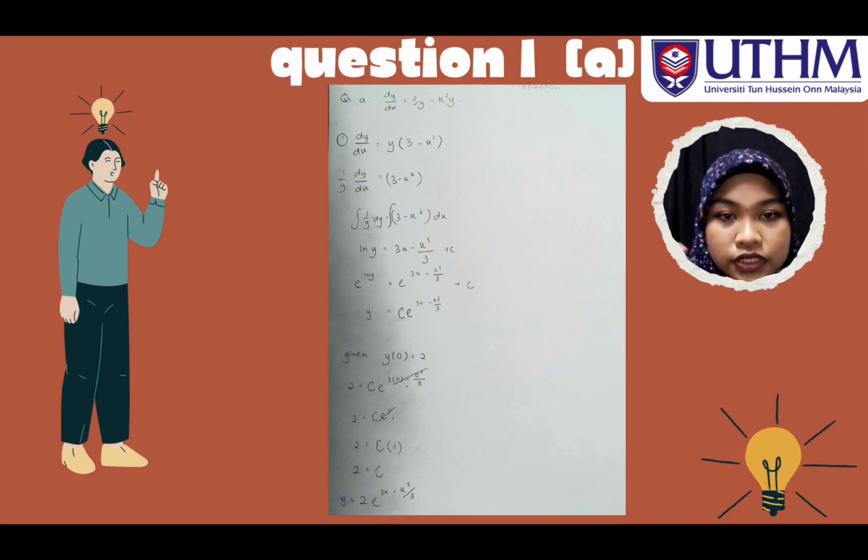For the separation method, firstly we need to separate y and x. The first step that I do is factorize for y, so it becomes dy per dx equal to y times (3 minus x squared). So the y will be transferred to the left, and it becomes 1 per y dy per dx equal to 3 minus x squared.